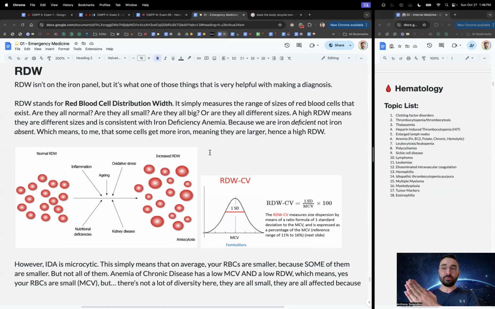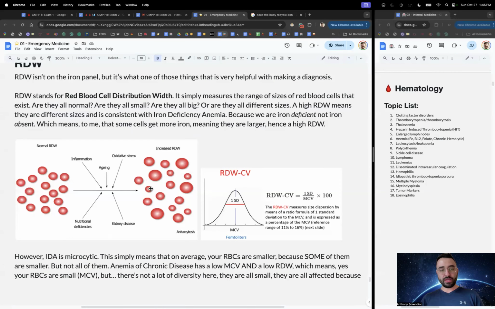A high RDW means you have some small red blood cells, some normal red blood cells, and some large red blood cells. And you could see that in this picture here. So this would be an increased RDW, and this would be a normal RDW, which is either all the same size or just like a minor variation.